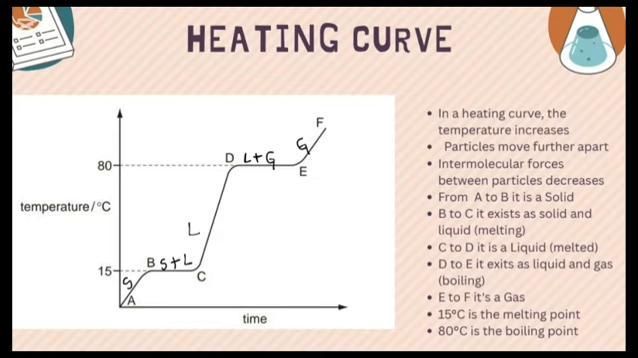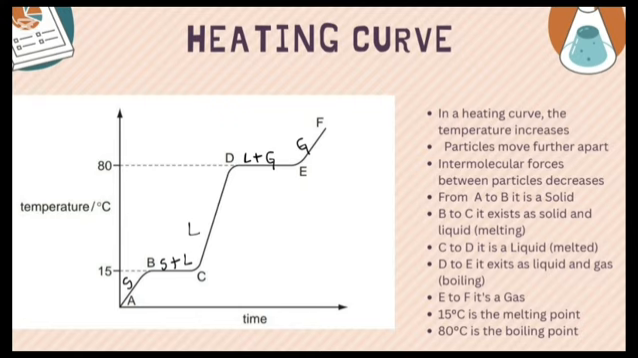Heating curve. In a heating curve, the temperature increases. Particles move further apart. Intermolecular forces between particles decrease. From A to B, it is a solid. B to C, it exists as solid and liquid, melting. C to D, it is a liquid, melted. D to E, it exists as liquid and gas, boiling. E to F, it's a gas.